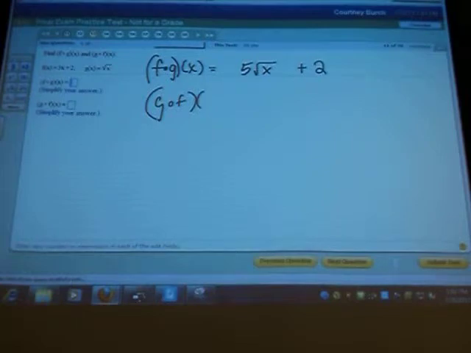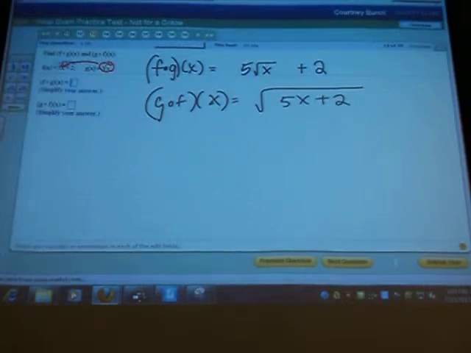G of F means plug F into G. So the x in G, I would replace with F. And that's it. Okay, so you guys see how I plug G into F for the x? I get 5 times the square root of x plus 2. And then I plug F into G for the x, which just puts F under the square root.